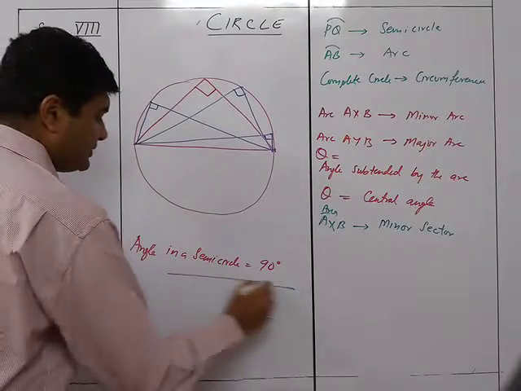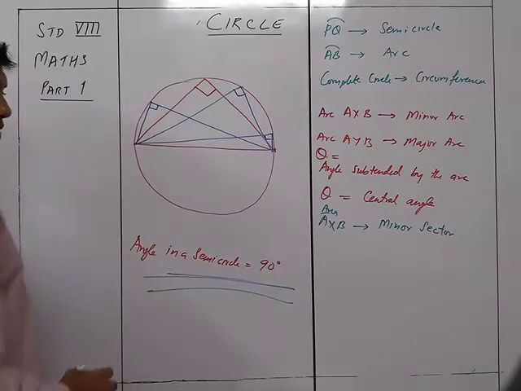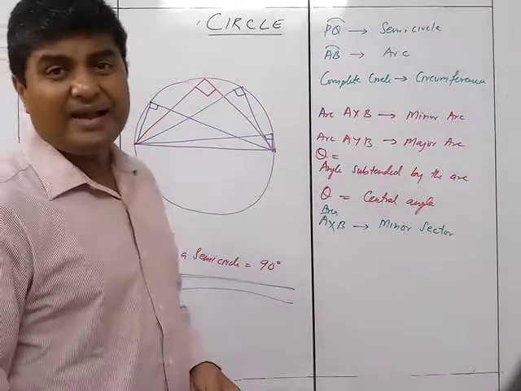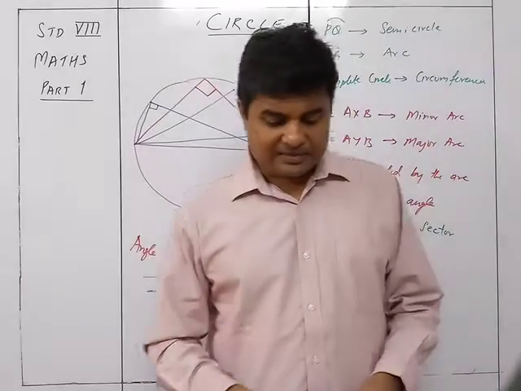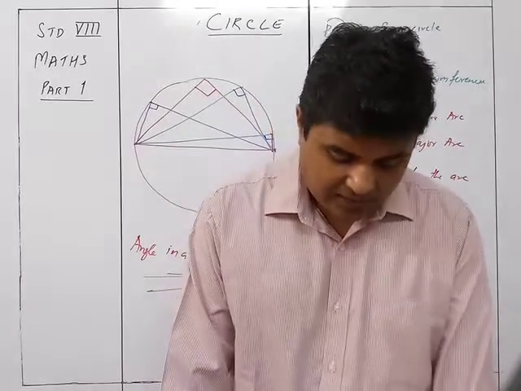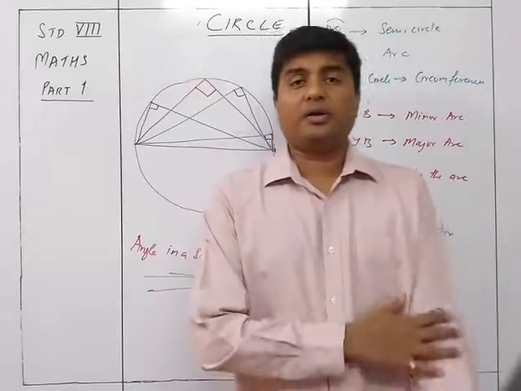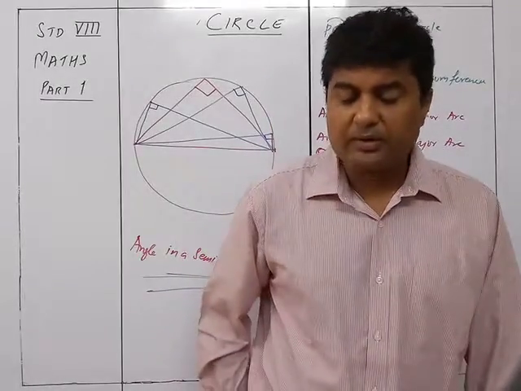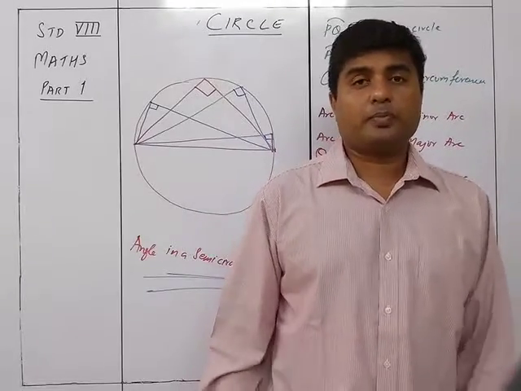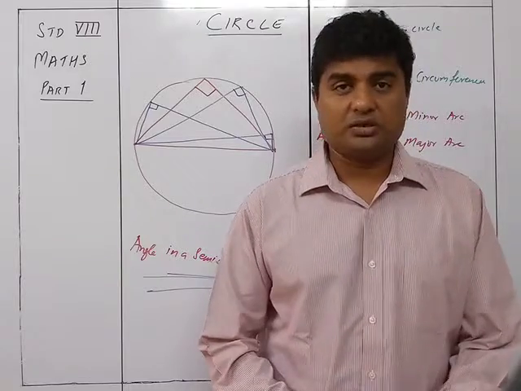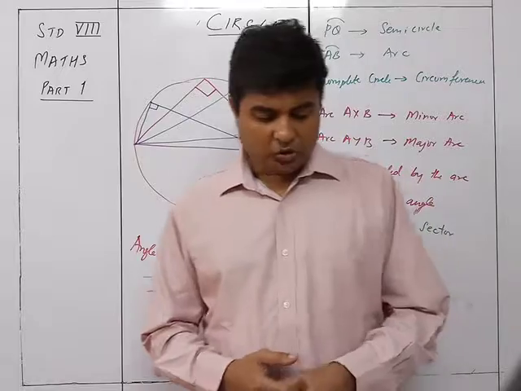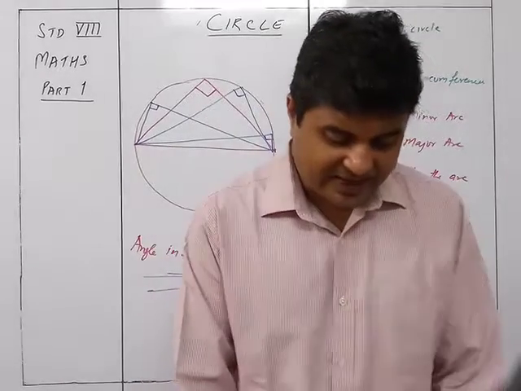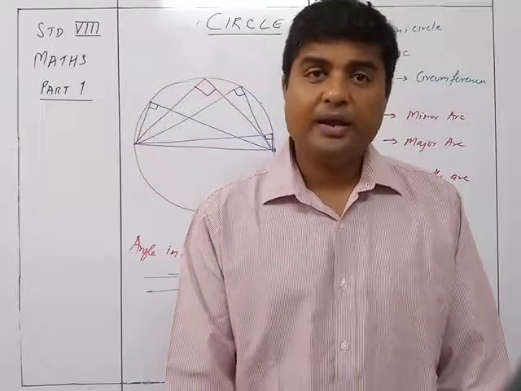So this becomes a very important property, that angles in a semicircle are right angles. Angle in a semicircle is a right angle or 90 degrees. That becomes a very important property of the circle. So that was the explanation about this chapter. We will continue with exercise 15 in the next video.